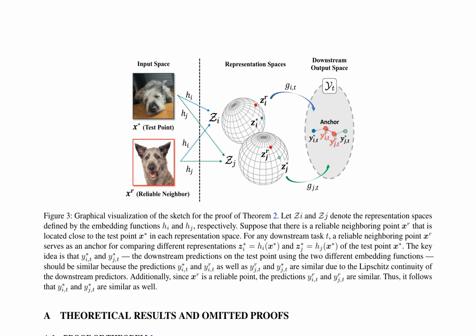It states that for any test point x* and a given downstream task t, there exist embedding functions h1, ..., h2m such that the variance of the representation of x* under each embedding function is at least a, but the variance of the downstream prediction under each embedding function is 0. The proof of Theorem 3 begins by assuming only two embedding functions, h1 and h2, without loss of generality.